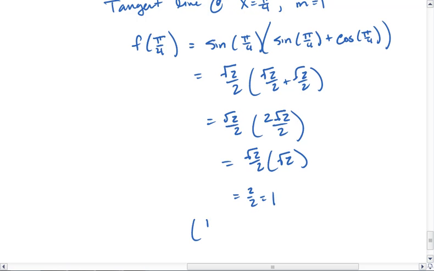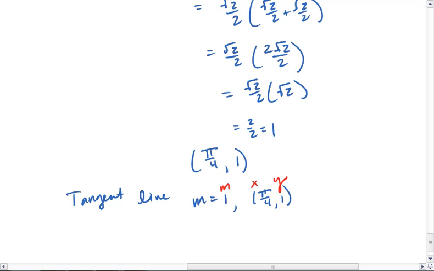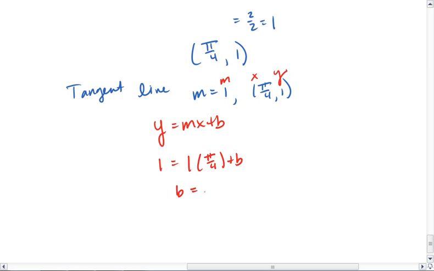So the tangent point is pi over 4 comma 1, meaning my tangent line has a slope of 1 and passes through the point pi fourths, 1. I can plug these values into the slope-intercept form of y equals mx plus b, where I get 1 equals 1 times pi fourths plus b. So b equals 1 minus pi fourths. Thus my tangent line is y equals x plus 1 minus pi fourths, where the 1 minus pi fourths is the y-intercept.